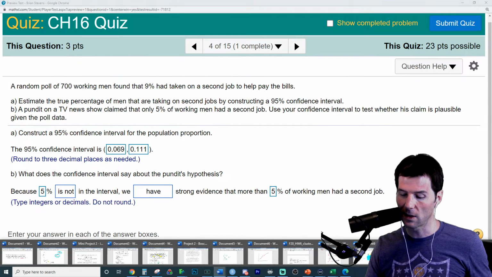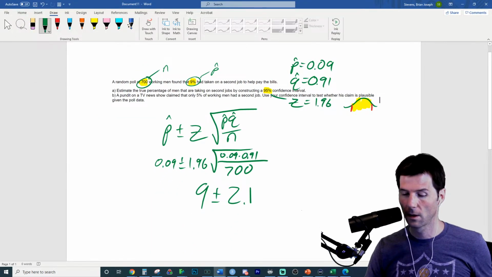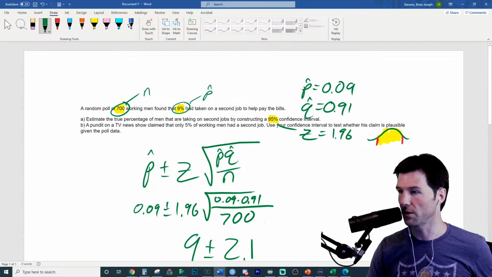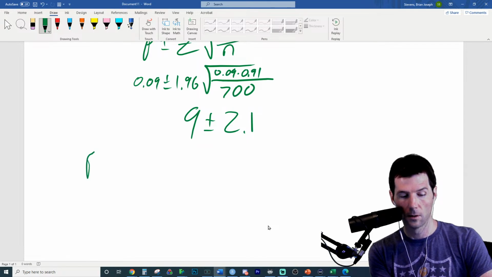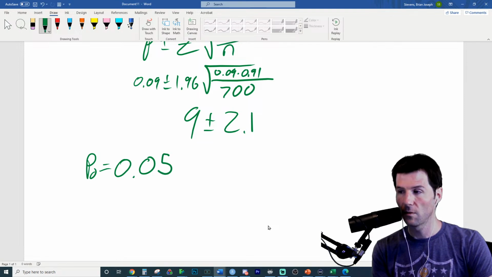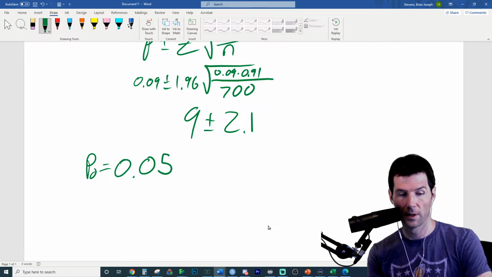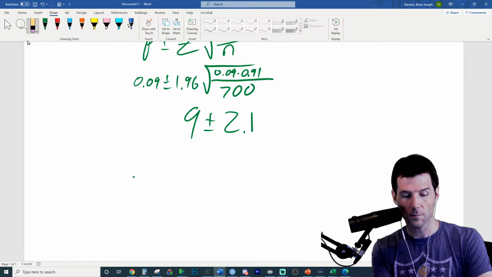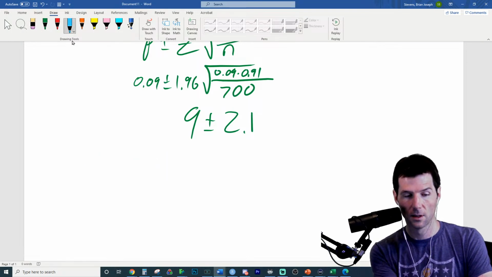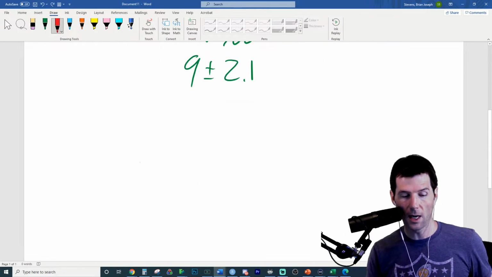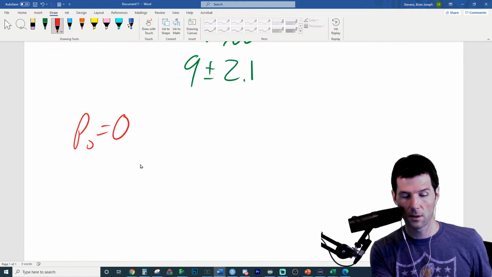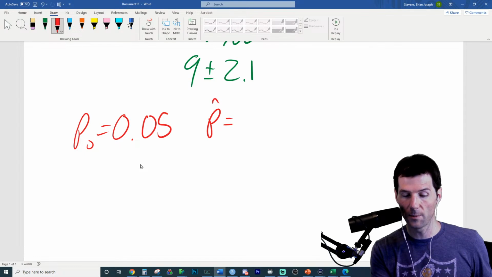But let's look at this from the testing standpoint, because that was the big question. To do this exact same problem as a statistical test, we need to ask a little bit different information. Now, we have a hypothesized proportion of 5%. 5% is what we are hypothesizing is true. So this goes to how do we do the test? We hypothesize that 5% is true. We observe 9% in our sample.